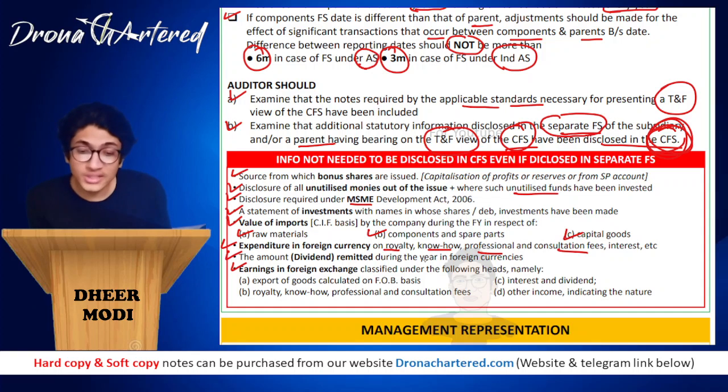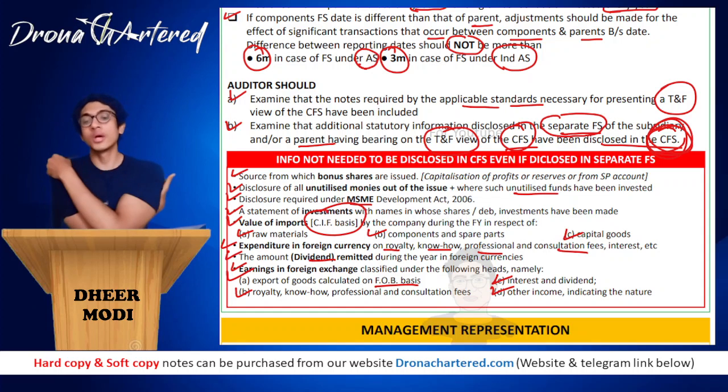Earnings in foreign exchange classified under the following heads, namely: A, export of goods calculated on FOB basis. Remember, over here it is FOB basis, over here it is CIF basis. FOB is free on board. B, royalty, know-how, professional consultation fees. C, interest and dividend. And D is other income, indicating the nature. So earnings in foreign exchange also you do not have to show. Dividend paid in foreign currency also you need not show.